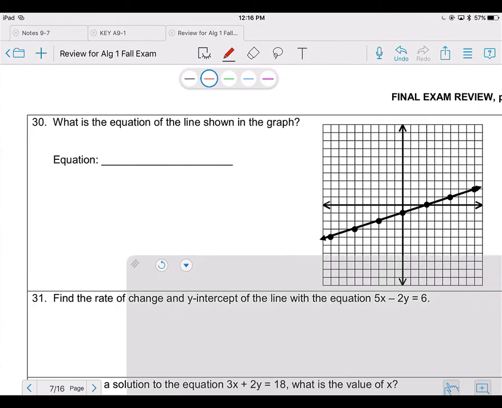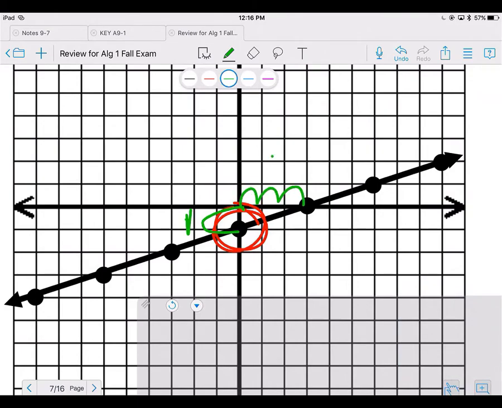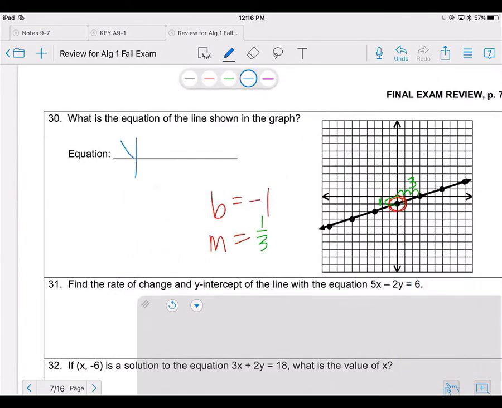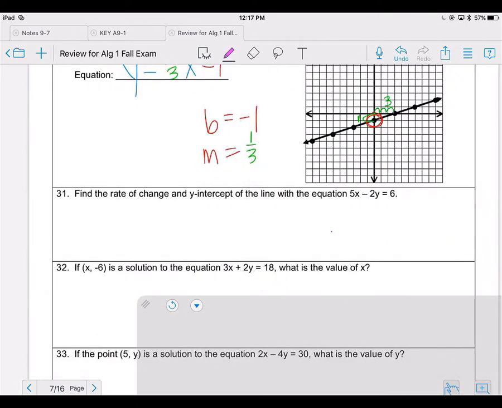For problem 30, they ask me for the equation of the line shown. I always think it's easiest to find b first because b is where it crosses the y-axis. So my b is negative 1. My slope is going to be from point to point. So from this point, I go up 1 and to the right 3. So up 1/3. So my equation is y equals my m times x plus b. And you can put minus 1 or plus negative 1. Those are the same thing. The order does not matter there, whether you did minus 1 or plus negative 1.